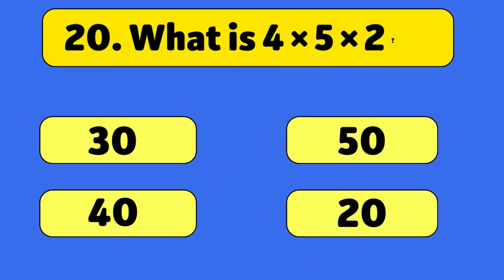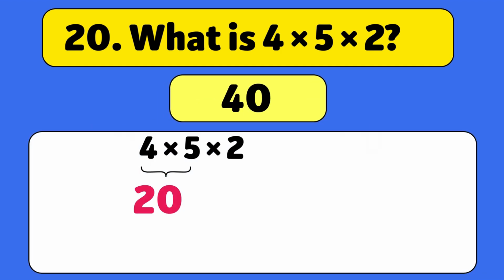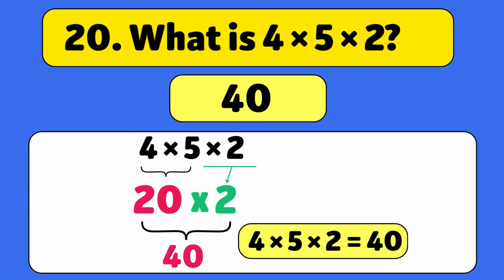What is 4 times 5 times 2? 40. Simply multiply the first two numbers. 4 times 5 equals 20. Then multiply the result by the next number. 20 times 2 equals 40. Therefore, the answer to 4 times 5 times 2 is 40.